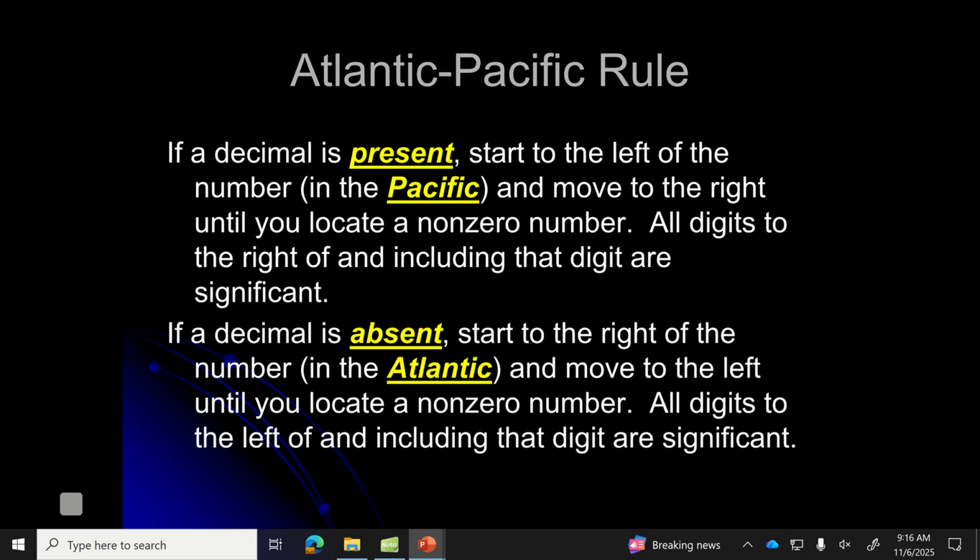If you do not see a decimal, we say it's absent. That's where we get the Atlantic part. You're going to come from the right side. So we're thinking of this from which side is the Pacific on the United States? If we look at a map, the Pacific is the left side, and the Atlantic is on the right. So if you don't see a decimal point, you start on the right-hand side and you go through the number until you find a non-zero number, and then you count every digit from that number forward.